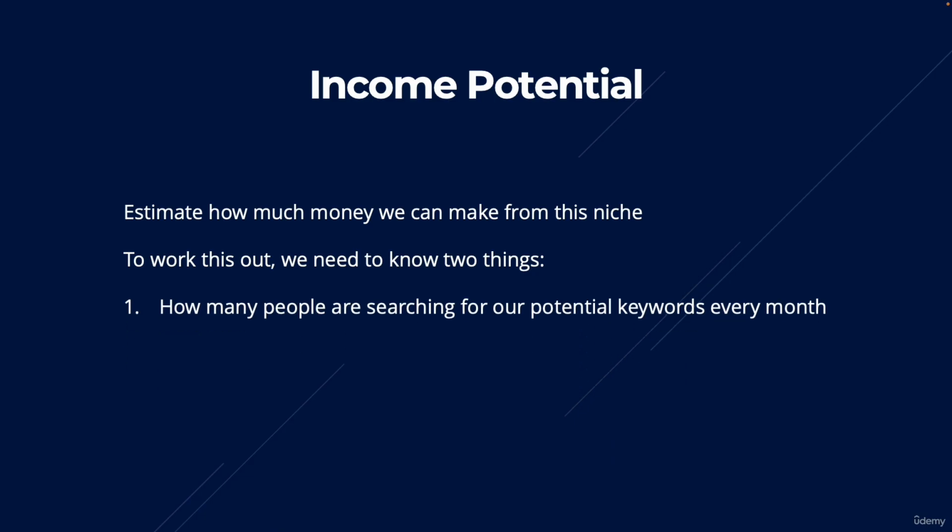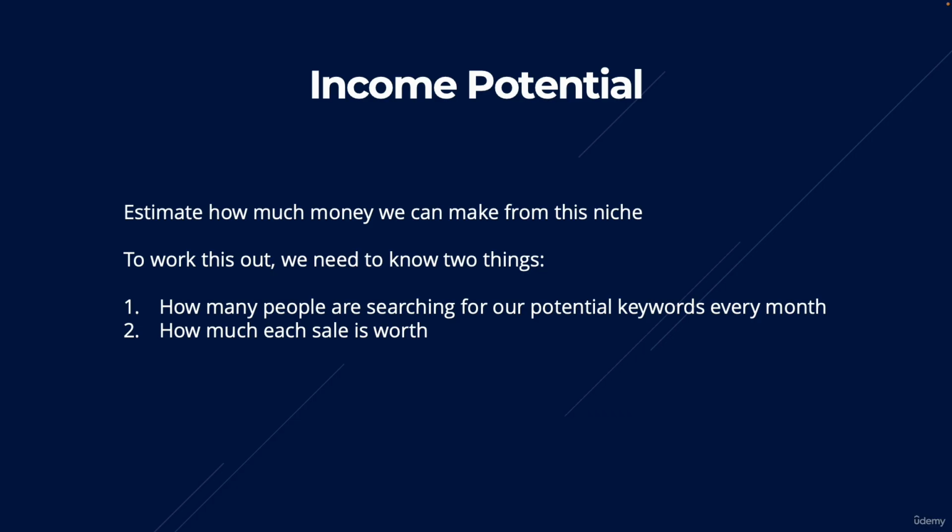The first is, number one, how many people are searching for our potential keywords every month. The second thing we need to know is how much each sale is worth to us. Once we know these, we can very easily work out the income potential. Without this information, it is pretty much impossible, and it's just going to be a complete guess, which, remember, we want to avoid making any guesses or going with our gut feeling when it comes to working out income potentials. It's always best to look at the data, analyze it, and then follow a proven formula.